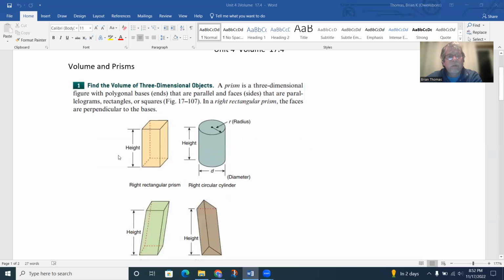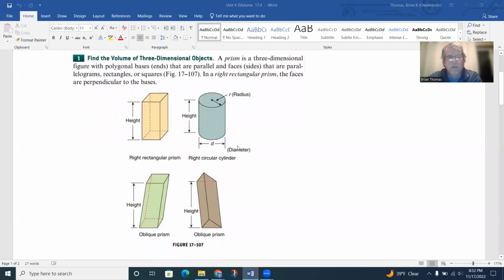So the shapes that we're going to be dealing with are what we call prisms. You may be familiar with these because prisms are like boxes and cans and cylinders and pipes. These are the ones you're more familiar with. So a right rectangular prism would be the shape of some type of box. A right circular cylinder would be our cans, or in other areas you would probably call it a pipe, things like that.